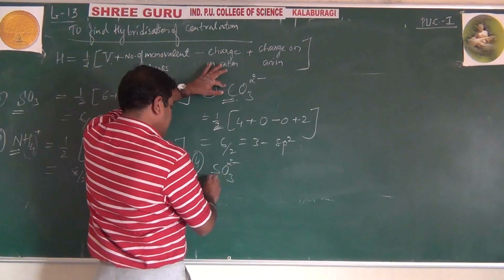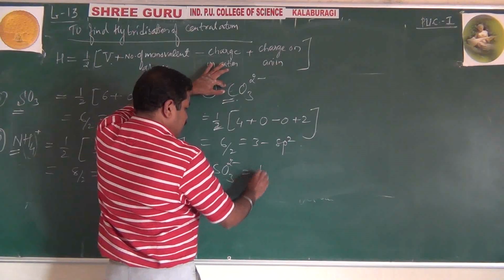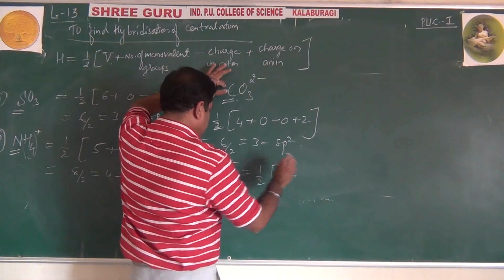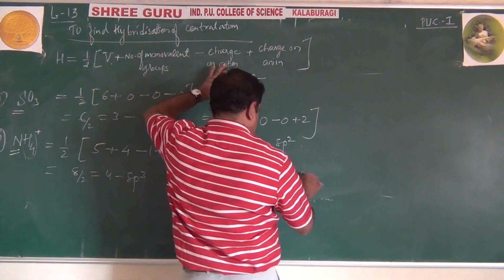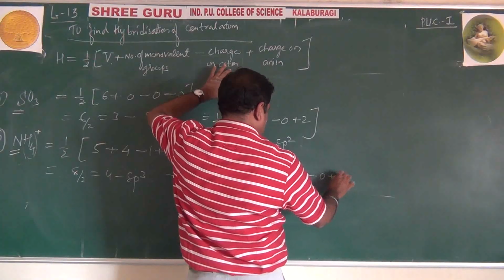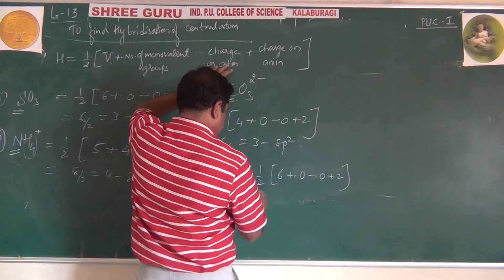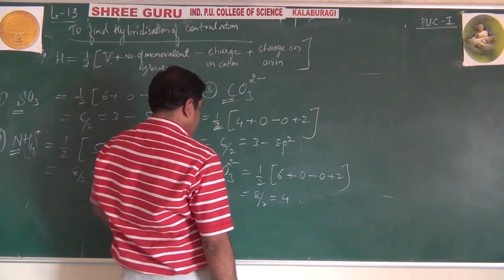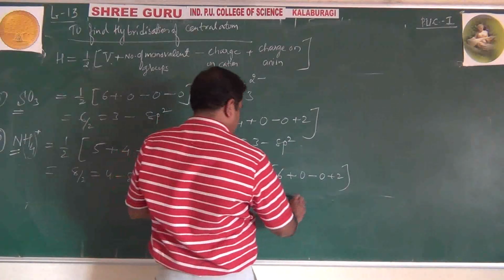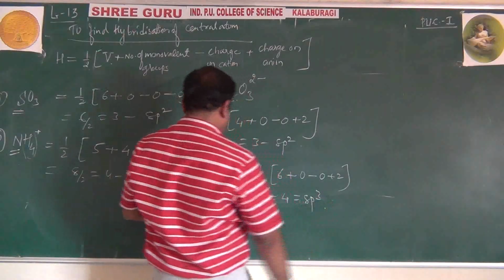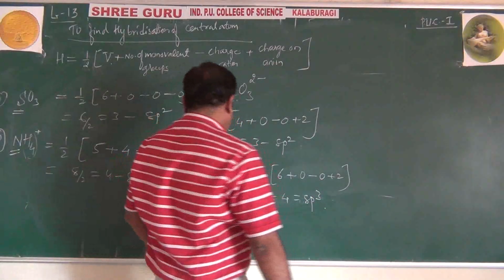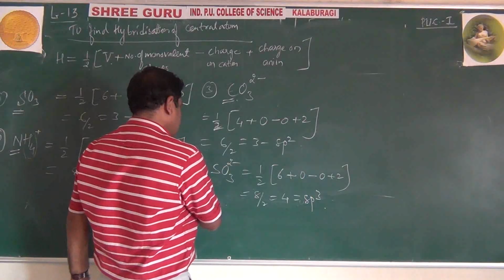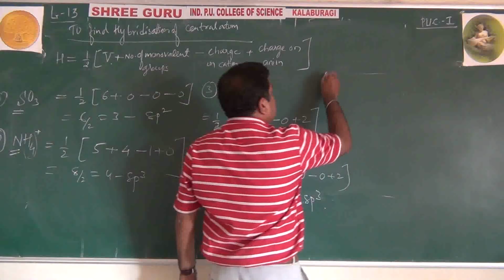And fourth, not only carbonate, you can take even sulfite. SO3 2 minus sulfur. See here. 1 by 2. 6 plus 0, minus 0, plus 2, 8 by 2. Okay? 8 by 2, 4, that is sp3. What is the sulfite radical? Definitely. Okay. And coming to next.